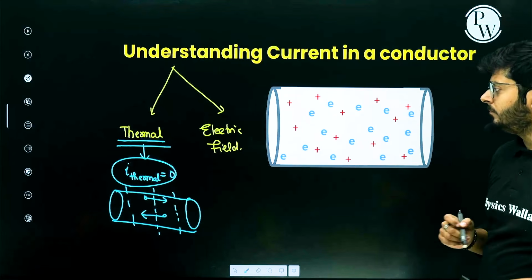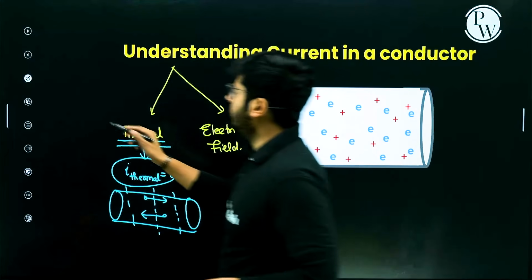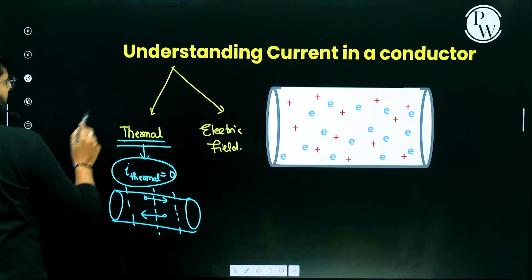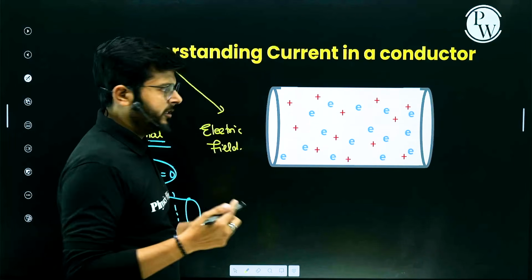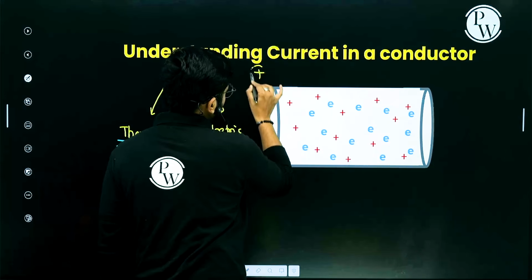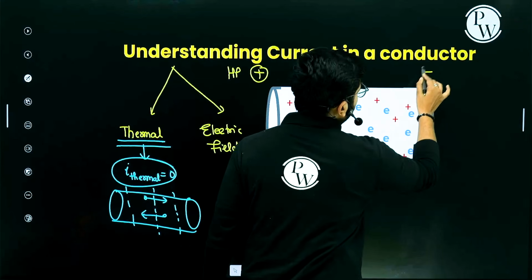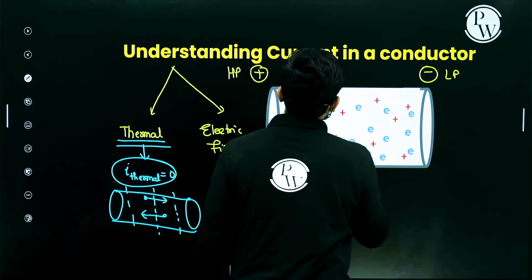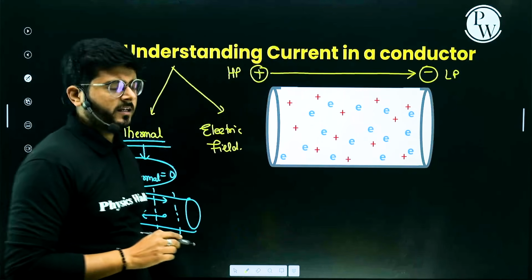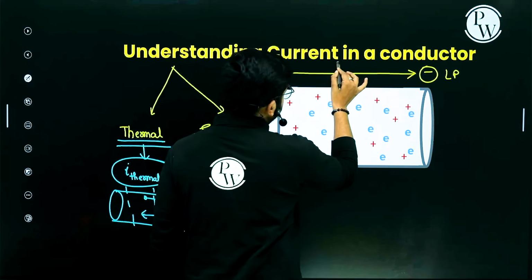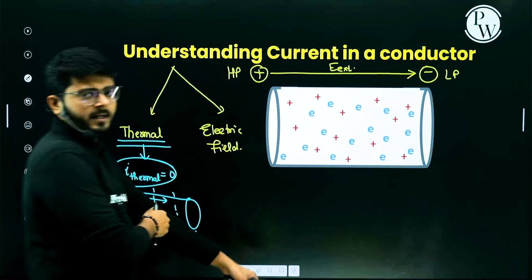But when you apply the external field, what happens? Let's say to set up the external field, you need a potential difference. One end will be at higher potential, positive, and one end will be at lower potential, negative. So the external field will set up from positive to negative. This is how the external field will set up, right?